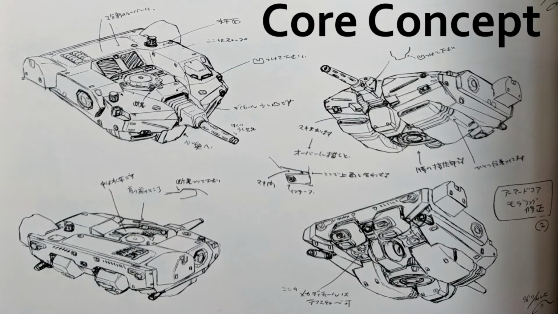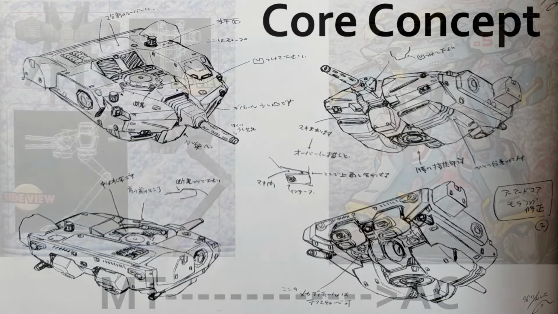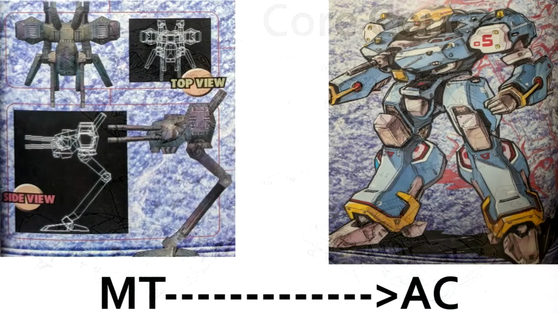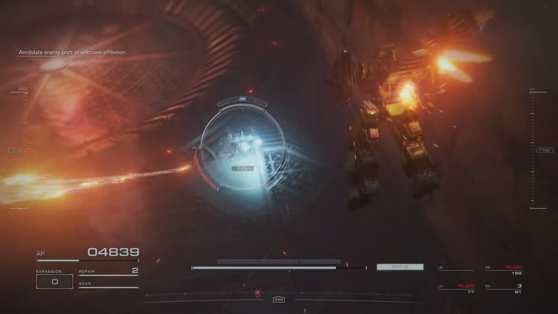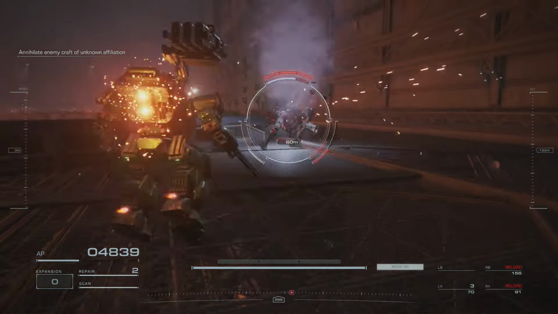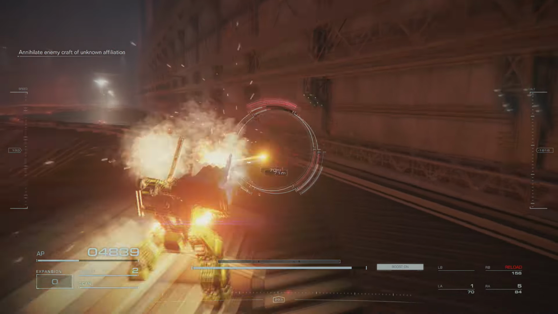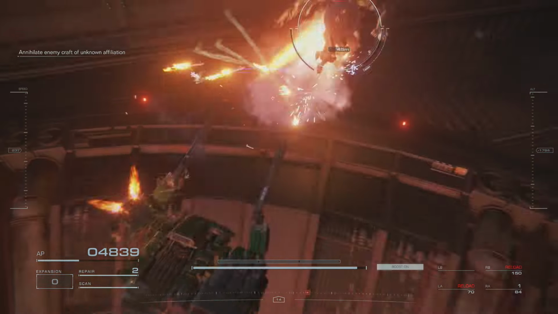The core concept is the evolution of muscle tracers becoming armored cores, while the core theory is a principle or idea of how armored cores should be made to fight. It is here then the report on the difference between the core concept and the core theory comes to a close.